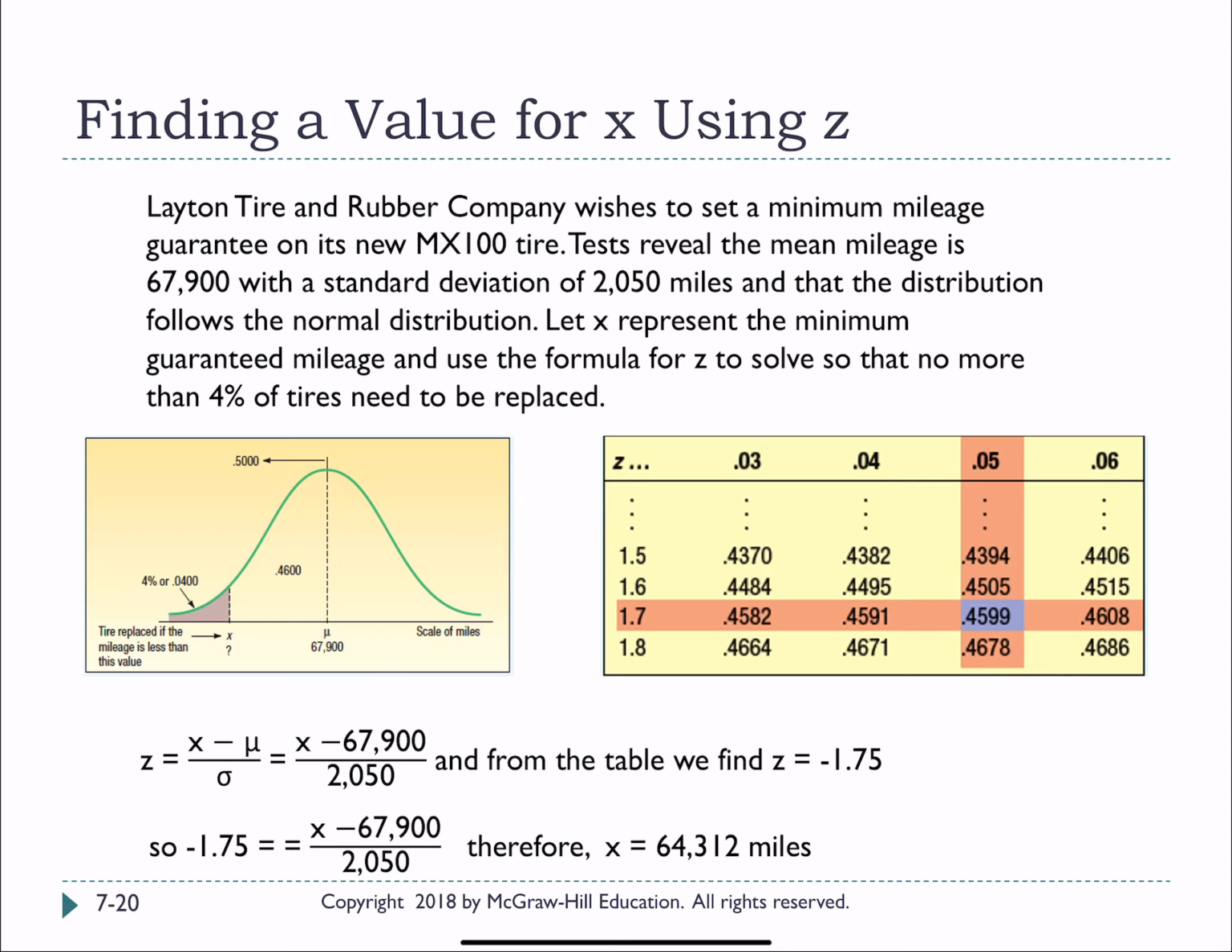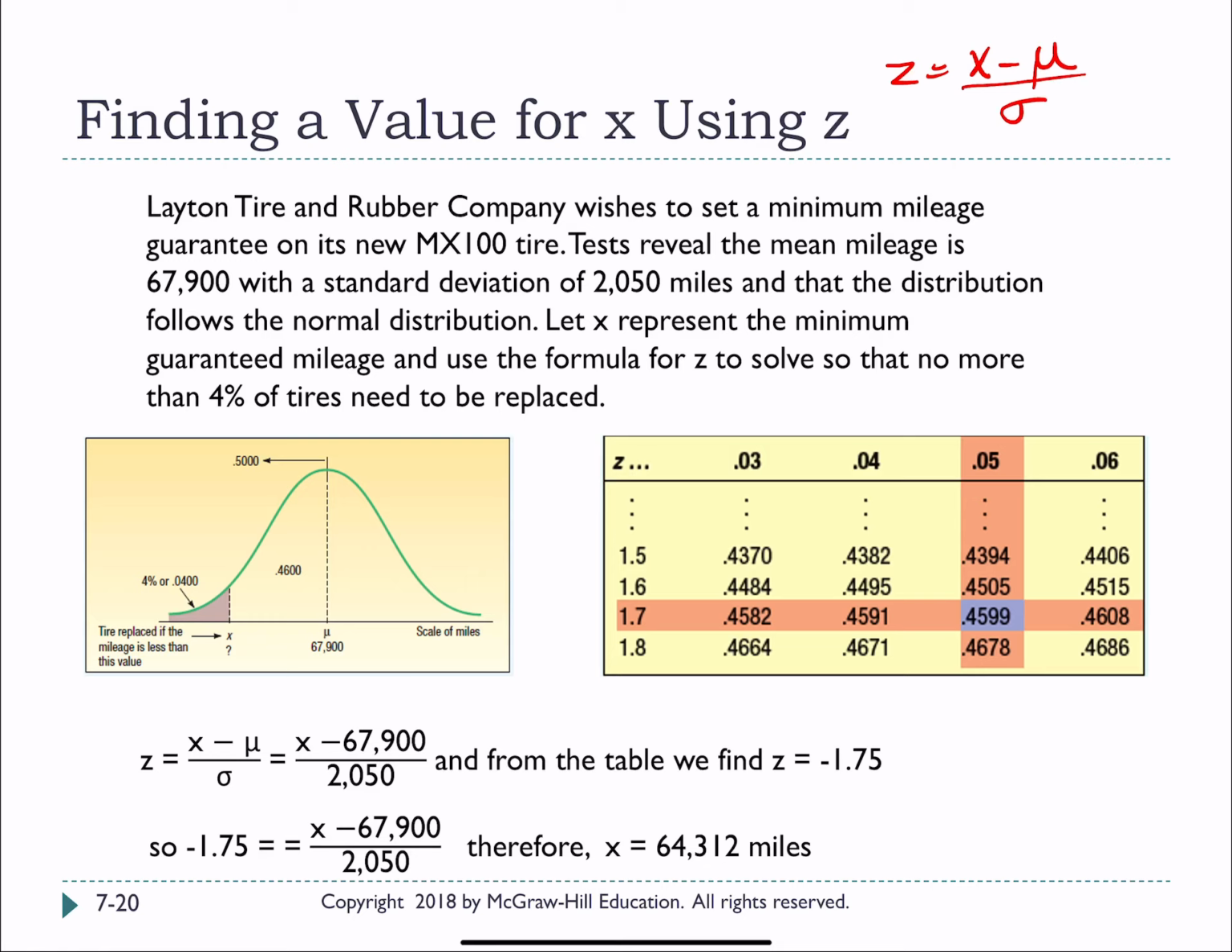Okay, so this is the last thing I'm going to do in chapter 7. I'm still working off of those standard normal distributions, and I'm still going to use my z formula, but I am going to use it in a different way. So recall, my formula is x minus the mean divided by the standard deviation.